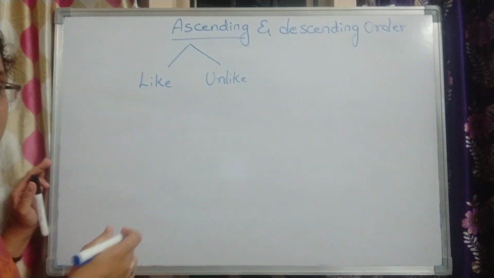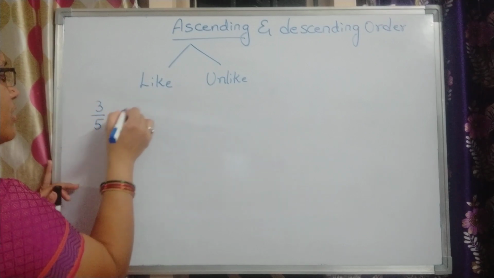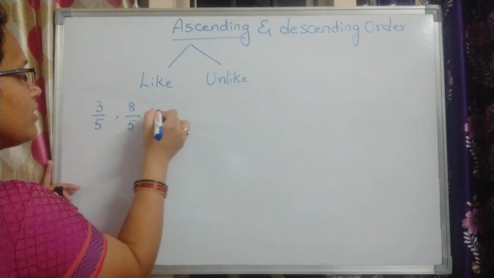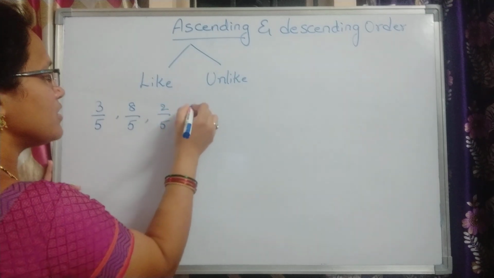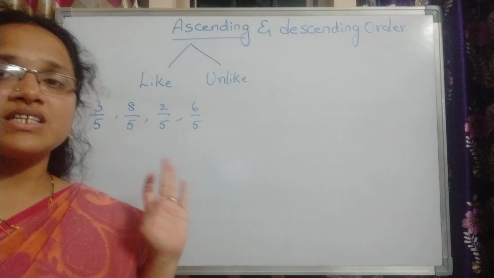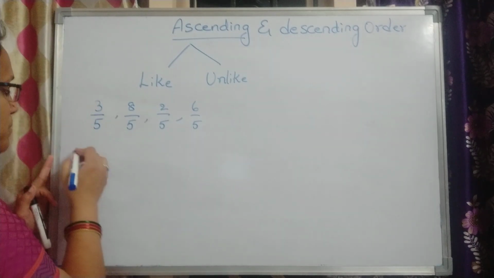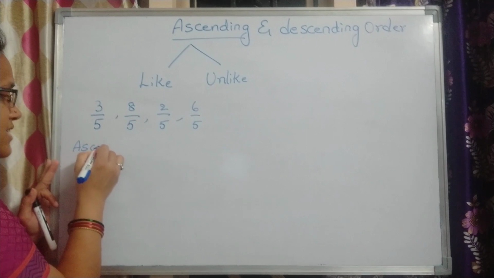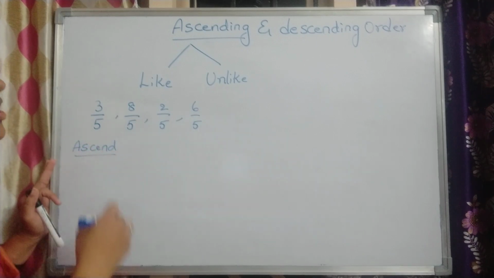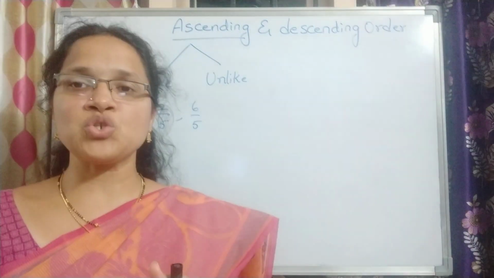Suppose you have a question which tells you that 3 by 5, 8 by 5, 2 by 5, 6 by 5. If you are asked to write the given fractions in the ascending order. Okay. If you are asked to write in ascending order means what? Ascend. Many of you are very much confused. Ascend means to grow.